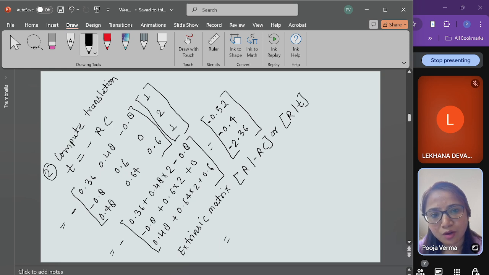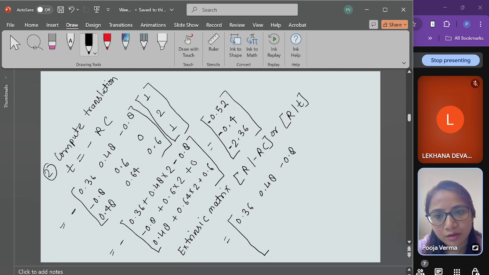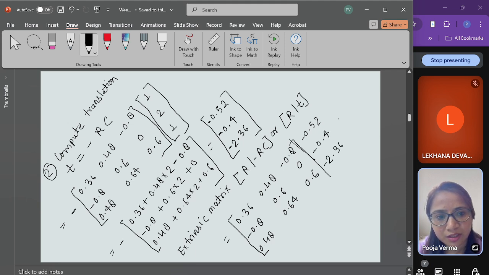So now T we have got. Now we have to represent it in this form. So already the rotation matrix is given. Already we know that 0.36, here it is 0.48, minus 0.8, right? Minus 0.8, 0.6 and 0, 0.48, 0.64 and 0.6. Sorry, here that T, or we can directly write, so minus 0.52, minus 0.4, minus 2.36. Okay, so the whole extrinsic matrix, R given minus RC, you have to find this whole matrix.